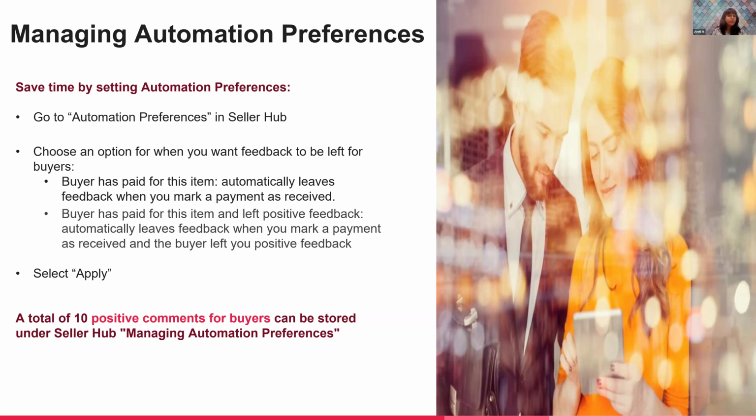So simply click on Automate Feedback, and you will be directed to a page where you can choose to leave feedback automatically for your buyer either when the buyer has paid, or when the buyer has paid and left you a positive feedback. Plus, you can add around 10 comments, of course positive comments, so that the system can automatically pick any comment when it is leaving feedback for your buyers. So, if you've not yet automated feedback in your eBay account, please do it right away.